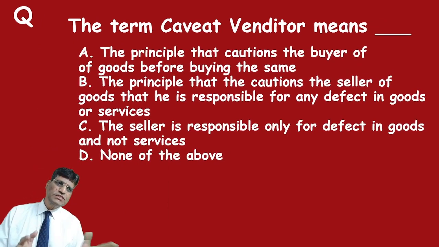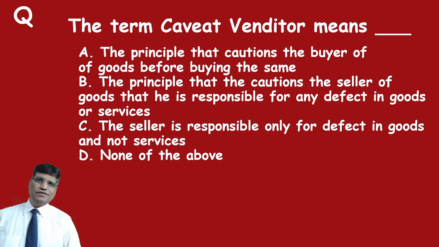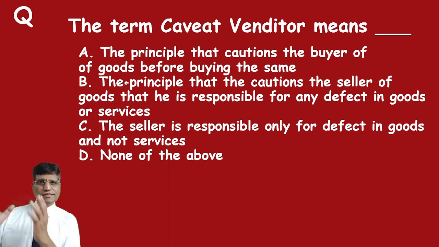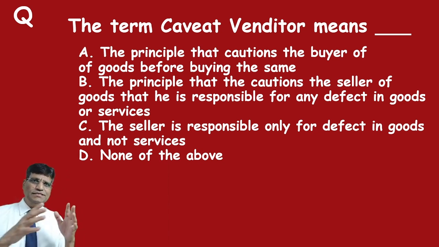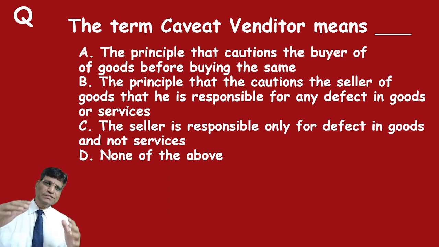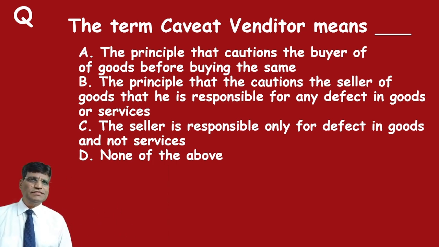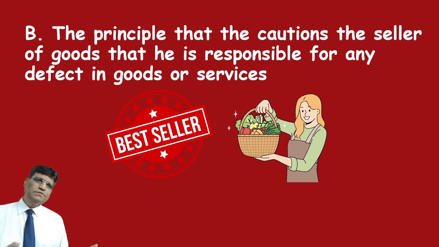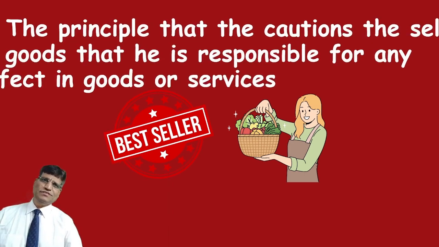Term, caveat venditor. In the earlier edition we saw caveat emptor, that means buyer be aware. Here it was the duty of the buyer in that case, and in this case there are 4 options when it comes to the liability, the onus on the seller. The options are: the principle that cautions the buyer of goods; secondly, the principle that cautions the seller of goods, that he is responsible; the seller is responsible only for defect in goods and services. And the answer is the principle that cautions the seller of goods that he is responsible for a defect in goods and services.